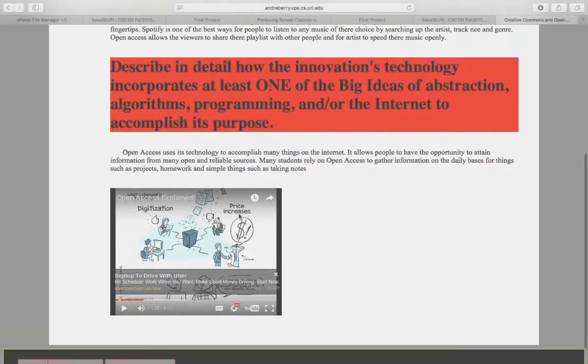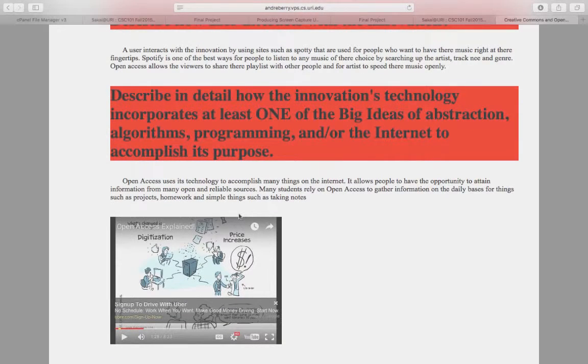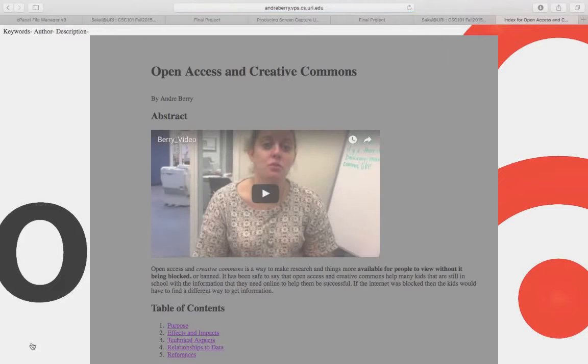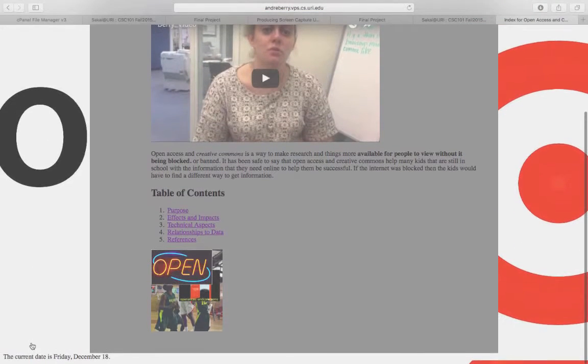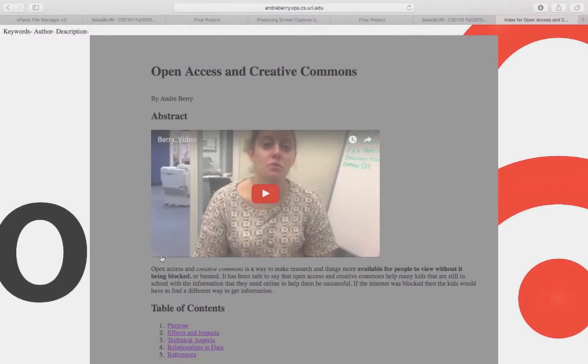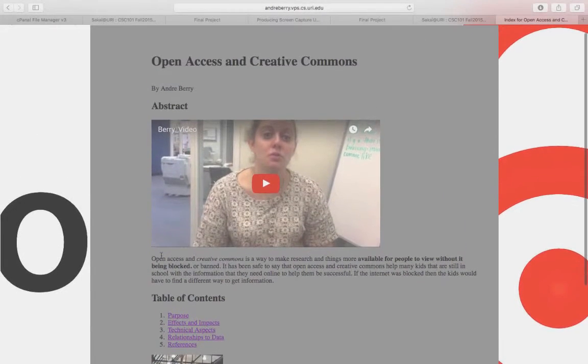So basically that just explains how open access is digital now, and it gives you free access to everything. This class has taught me a lot about open access and computer science in general, and I've learned many things that I will use in the future.